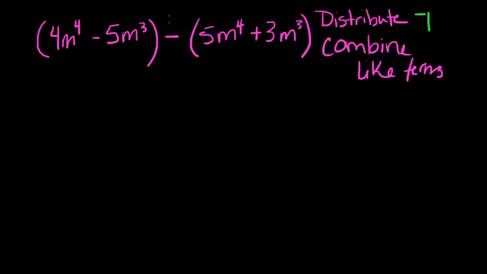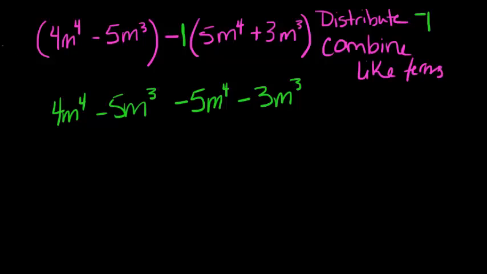The negative 1 we're going to distribute is right here. So we have negative 1 times 5m to the fourth is negative 5m to the fourth. Negative 1 times positive 3m cubed is negative 3m cubed. Remember I said this means to subtract everything inside the parentheses. Notice how we're subtracting them. Then we just bring our first polynomial down.